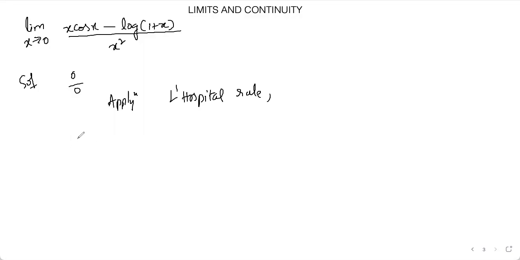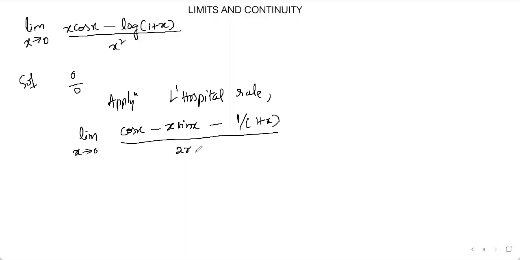Let us apply that. So this will be the derivative of x cos x, that is cos x minus x sin x, minus 1 by 1 plus x, by 2x. Now when you put x as equal to 0, still I get this as 0 by 0, again indeterminate form. Now again differentiate the numerator and the denominator.